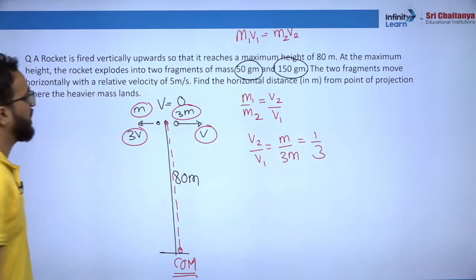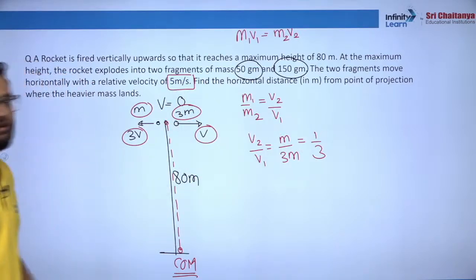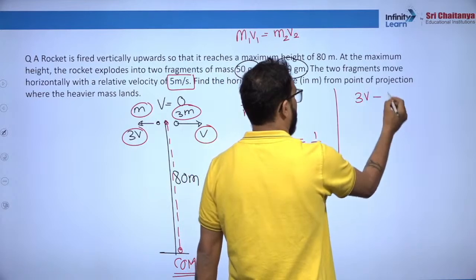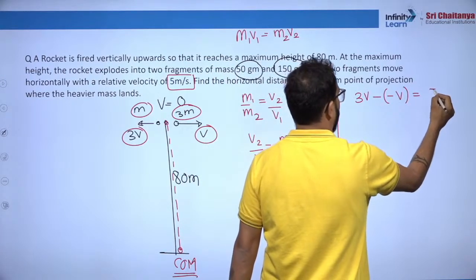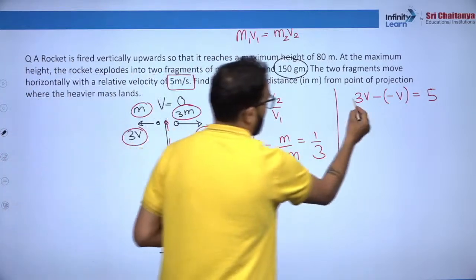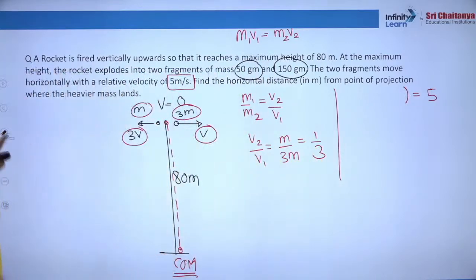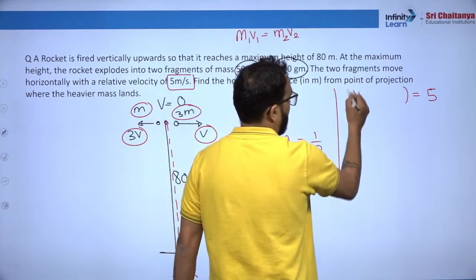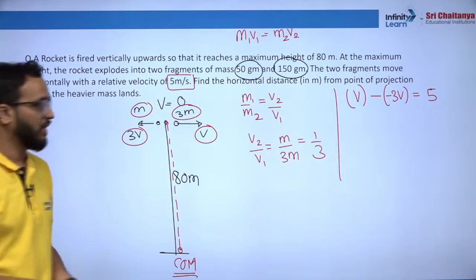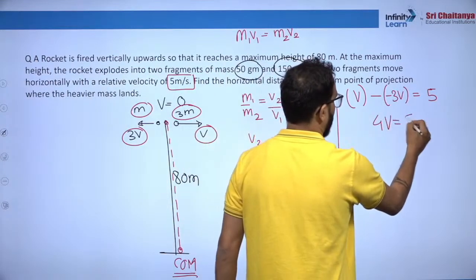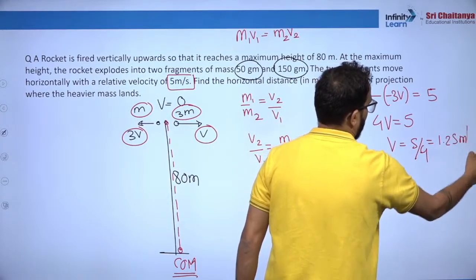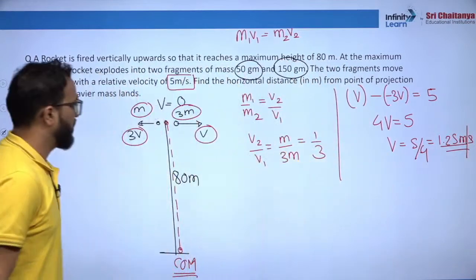Now they are saying relative velocity is 5 meter per second. Do you understand what is the relative velocity? 5 meter per second. That means 3v minus v is 5 meter per second, right? Actually it will be 4v, but you will write it like this: v minus 3v. Why minus 3v I am saying? Because it is going in the opposite direction. So it will be 4v. 4v is equal to 5. So v is 5 by 4, 1.25 meter per second, right? So 1.25 meter per second it is going.